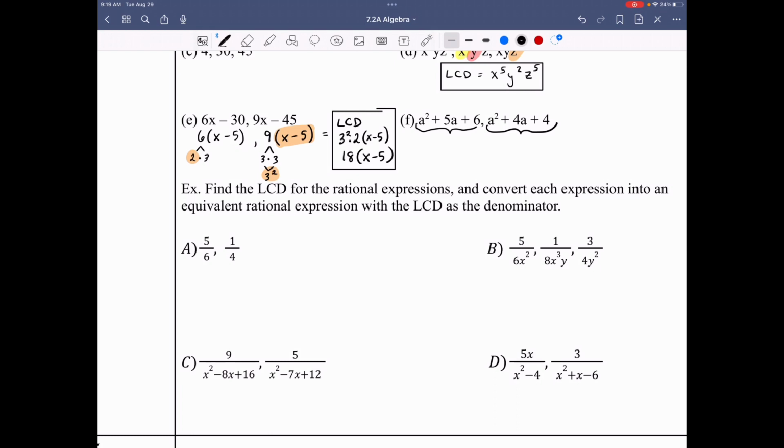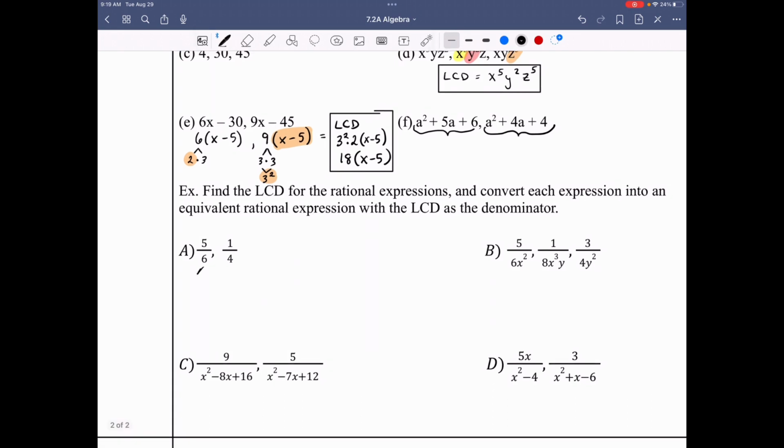So we're looking at 6 and 4. 6 is 2 times 3, and 4 is 2 times 2. The 2 times 2 becomes 2 squared. So we're going to need to use the 2 squared and the 3 as our LCD. 2 squared is 4, and 4 times 3 is 12. So our least common denominator is 12.